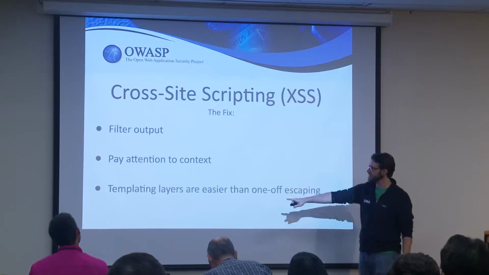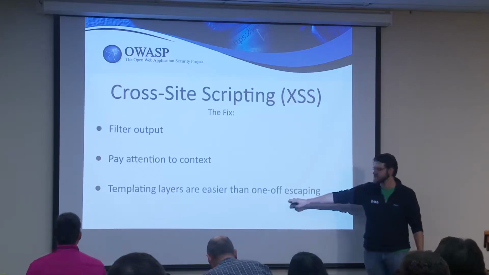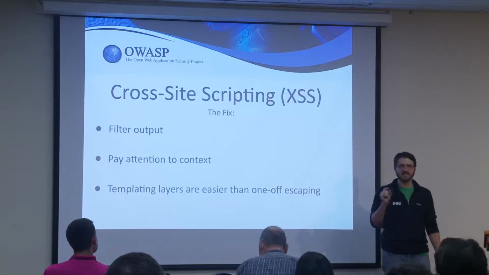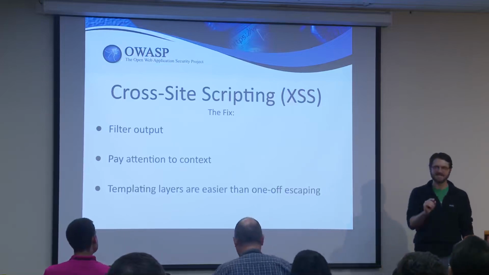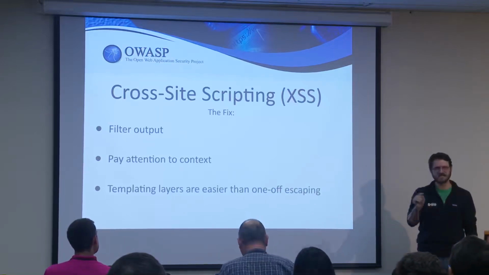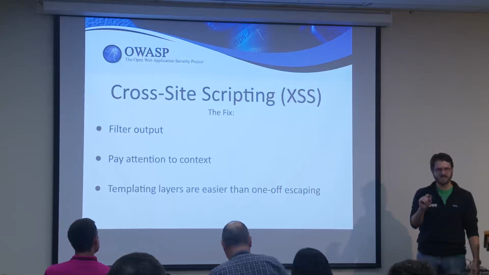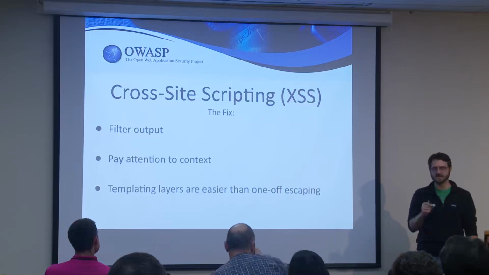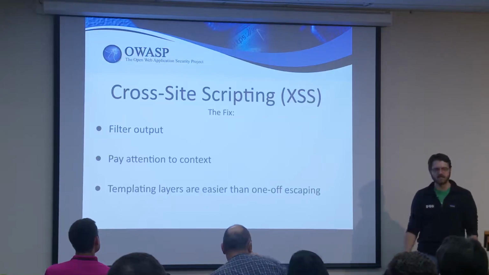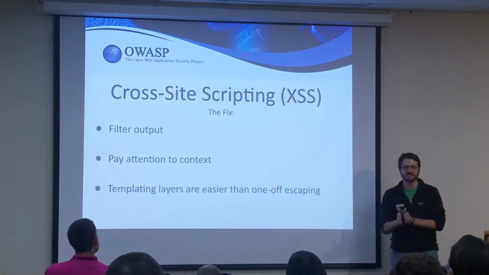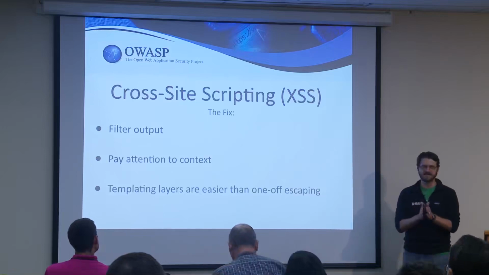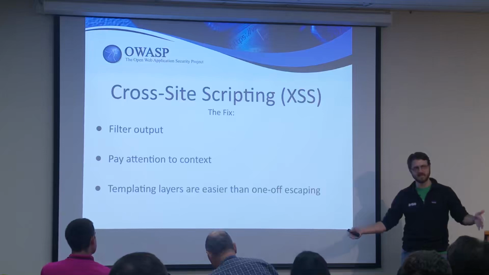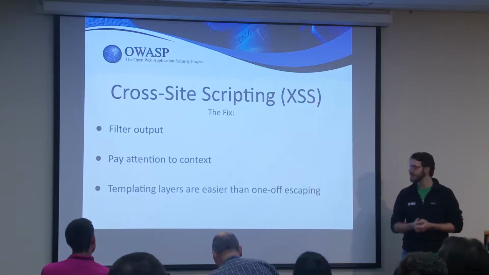And like I mentioned, templating layers are a lot easier than one-off escaping. Coming from the PHP world, I have seen a lot of applications that use htmlspecialchars and those functions that escape the HTML used constantly throughout the entire application. And there's thousands of them in there. Now, obviously, the chances of you missing those are pretty high. You change one thing, and then you have to go through and be sure that that particular piece of data is escaped across the entire application.